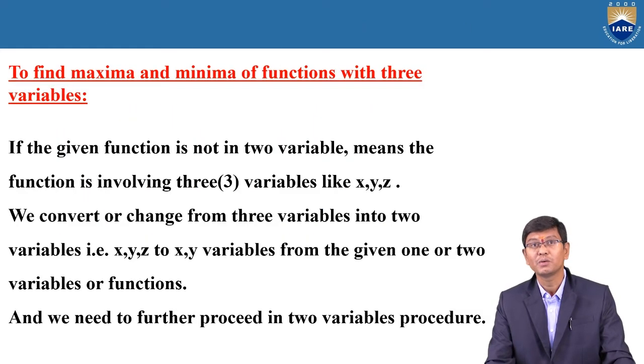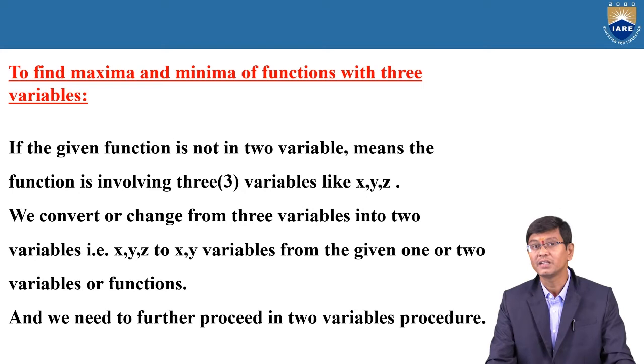Here, for example, the given function has three variables: x, y, z. And if three variables are given, then the given equation is reduced to two variables, that is, z is equal to a function of x and y. After reducing it to z in terms of x, y, we again need to follow the previous method to find the extreme values, with the help of dou by dou x and dou by dou y.